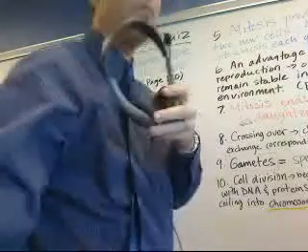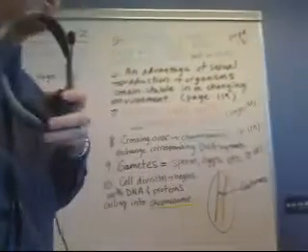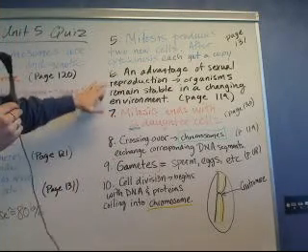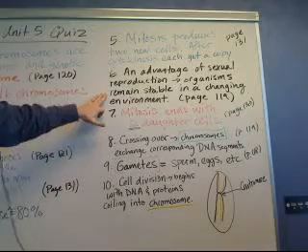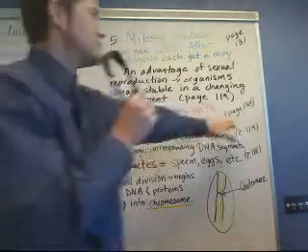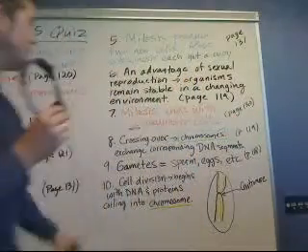I think that's a little out of view for you, so I'm going to move the camera a bit. So again, an advantage of sexual reproduction, organisms remain stable in a changing environment. Mitosis again, it ends with 2 daughter cells. See that on page 130.